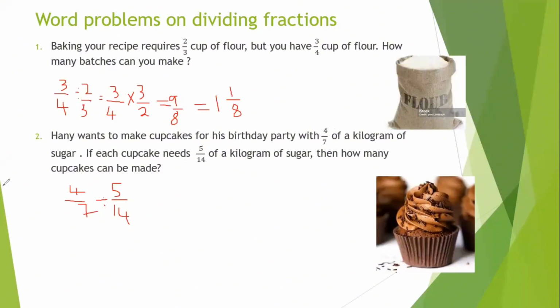So 4 over 7 is the whole quantity of sugar, and I will divide it by 5 over 14, since each cupcake needs 5 over 14. We divide: the first fraction, we have to keep it, then change, then flip, 14 over 5. Now we can simplify. 7 divided by 7 equals 1, 14 divided by 7 equals 2. 4 times 2 equals 8. 1 times 5 is 5. Change the improper fraction to be a mixed number. It will be 1 and 3 over 5.